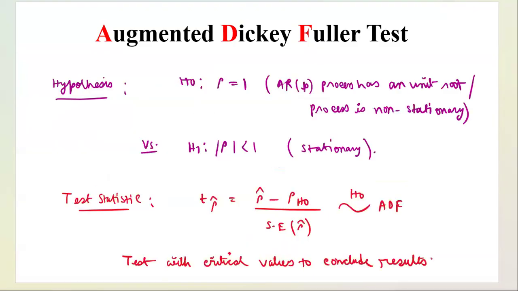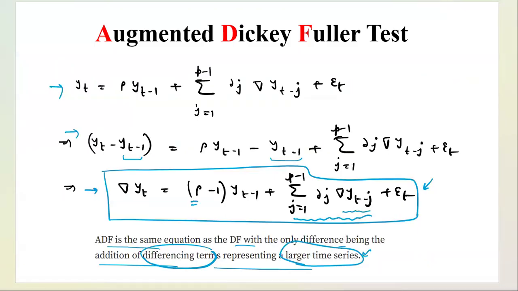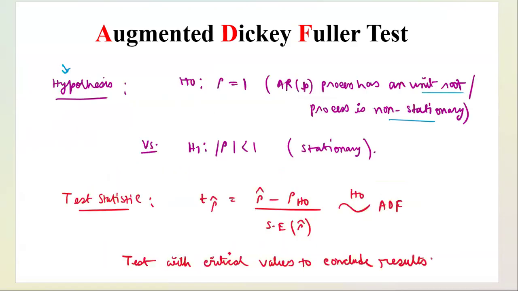And now once you have this, the process is very simple. Again, you have to define the hypothesis testing. Now this rho we have defined to be the summation of phi 1 to phi p. So if rho equals 1, the ARP has a unit root and the process is not stationary. If this equals 1, this term is gone because 1 minus 1 is 0, and you have only the second part. In that case, the process has a unit root and is non-stationary. But if mod rho is less than 1, that is, rho is from -1 to +1, then the process is stationary.